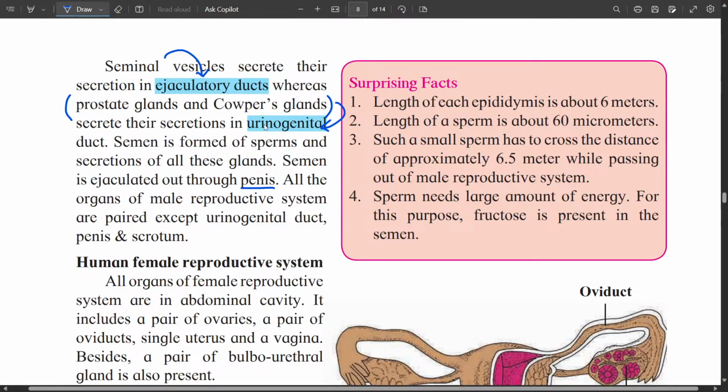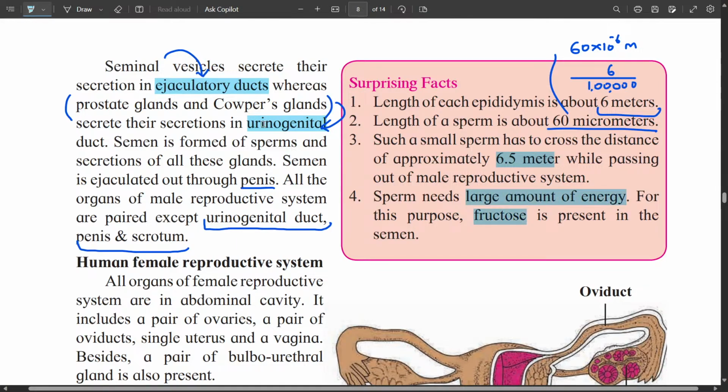All the organs of the male reproductive system are paired except the urinogenital duct, penis and scrotum. The length of each epididymis is about 6 meters. The length of a sperm is about 60 micrometers. 60 micrometers is 60 into 10 raised to minus 6 meter, which means if we make 1 lakh parts of a meter, then 6 parts long is the sperm. So sperm is very small in size. Such a small sperm has to cross a distance of approximately 6.5 meters while passing out of the male reproductive system. Sperm needs a large amount of energy. For that, fructose is present in the semen.